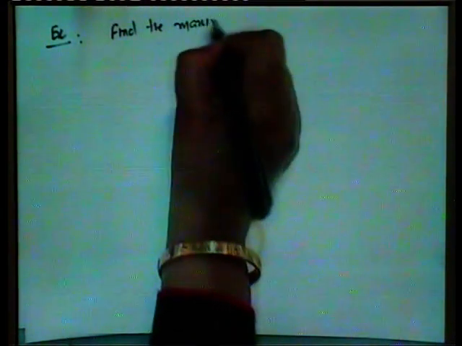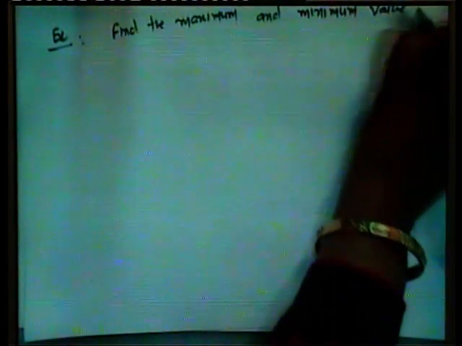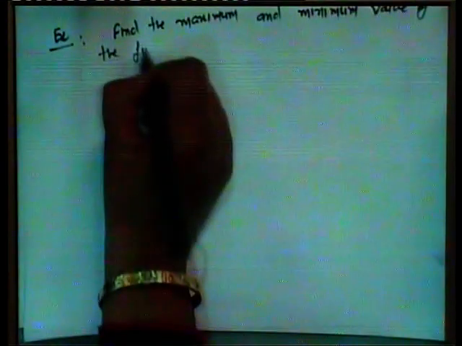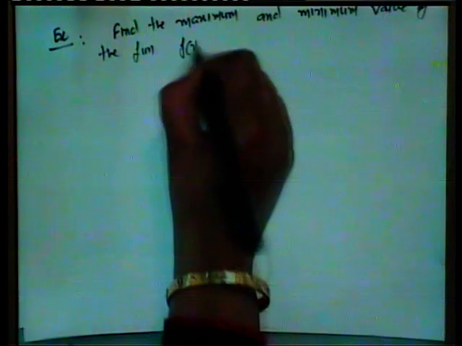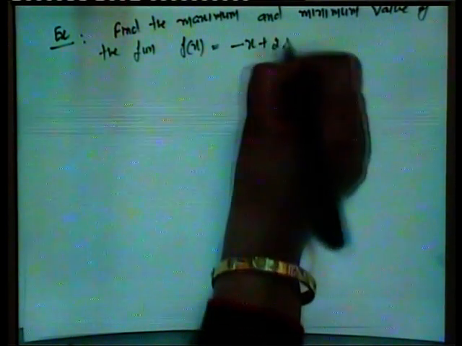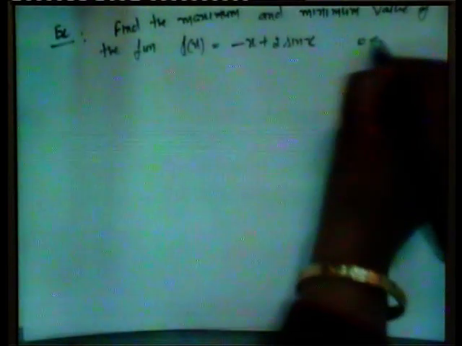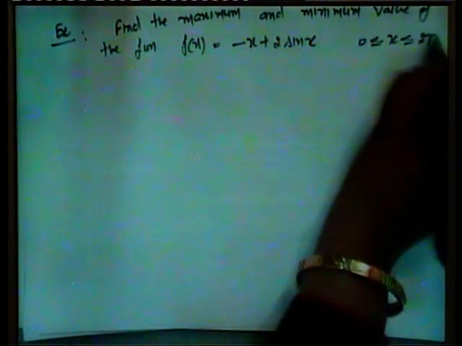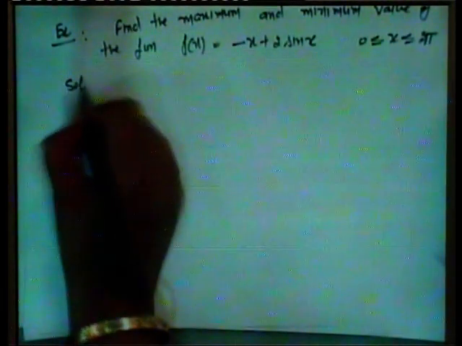Now, we will discuss another question. Our next question is, find the maximum and minimum values of the function minus x plus 2 sin x when x lies between 0 and 2 pi. We will solve this question.